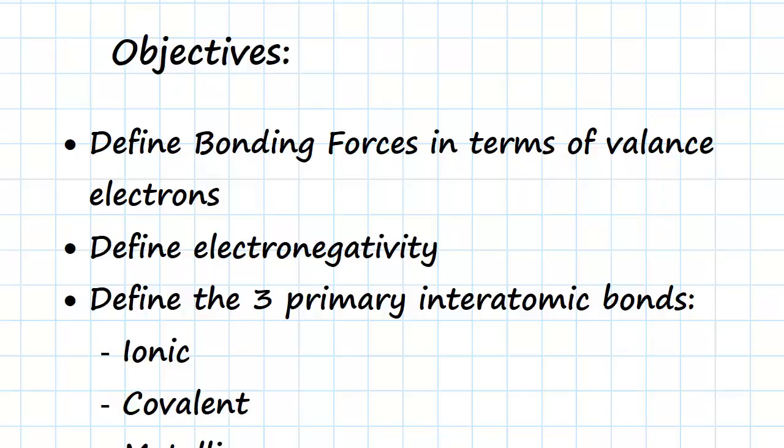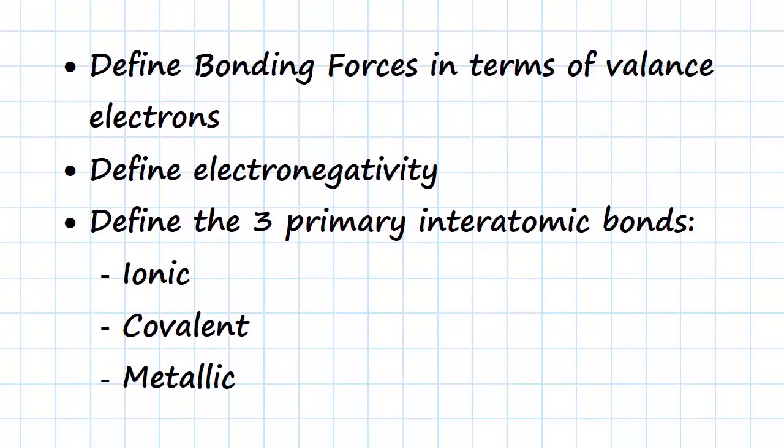So the objectives for today are to define bonding forces in terms of valence electrons, then we're going to define electronegativity, and then we're going to define the three primary interatomic bonds. So they are ionic, covalent, and metallic.